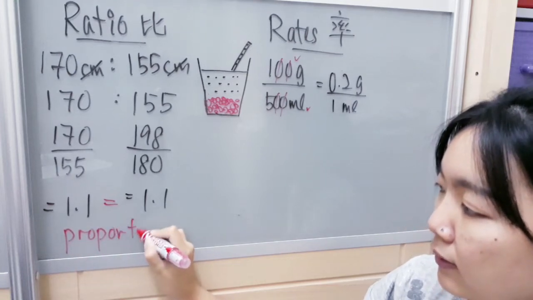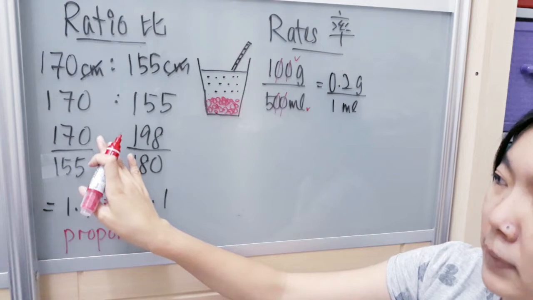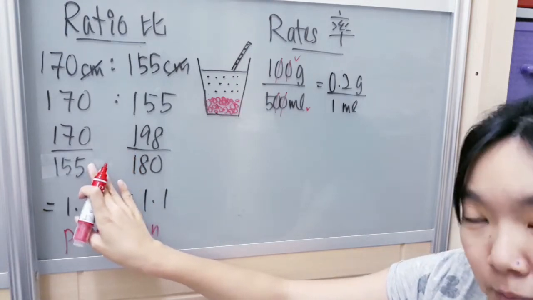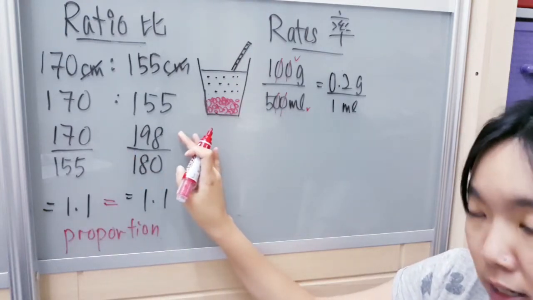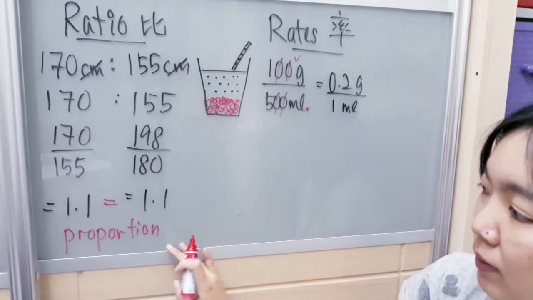比例. The ratio of my height to your height is the same with Michael Jordan's height and my father's height. Proportion.